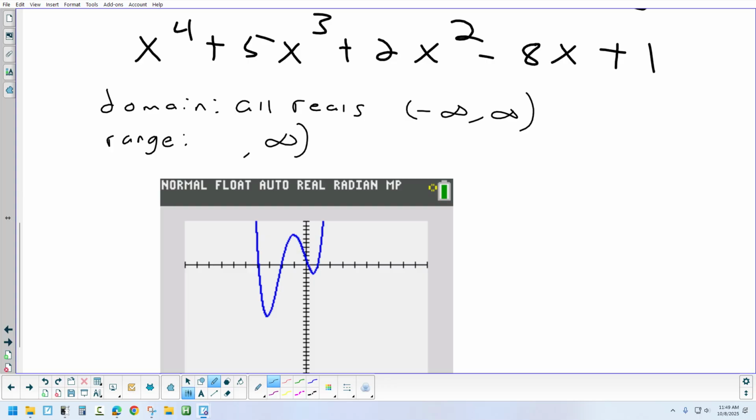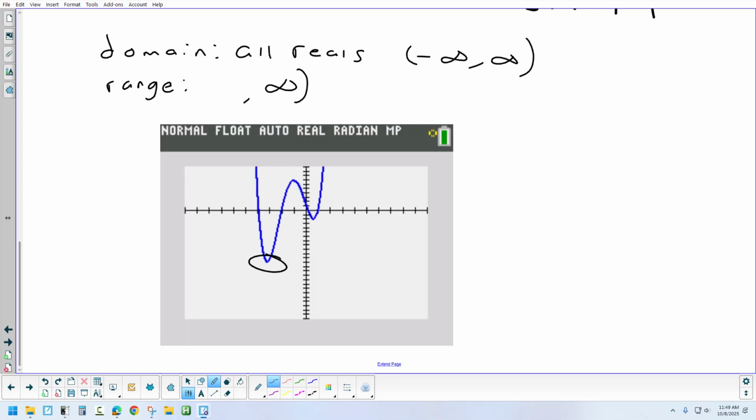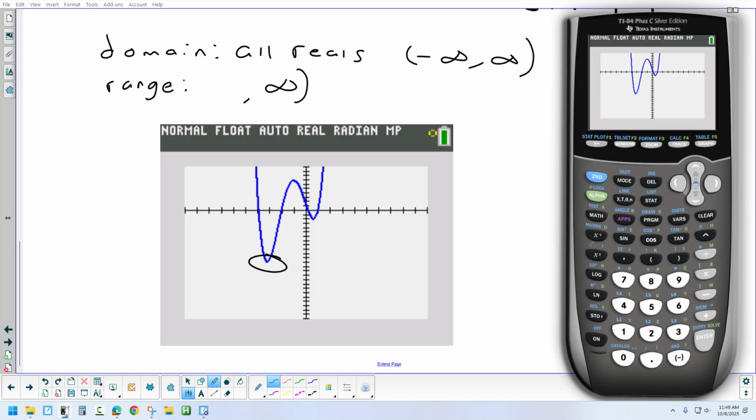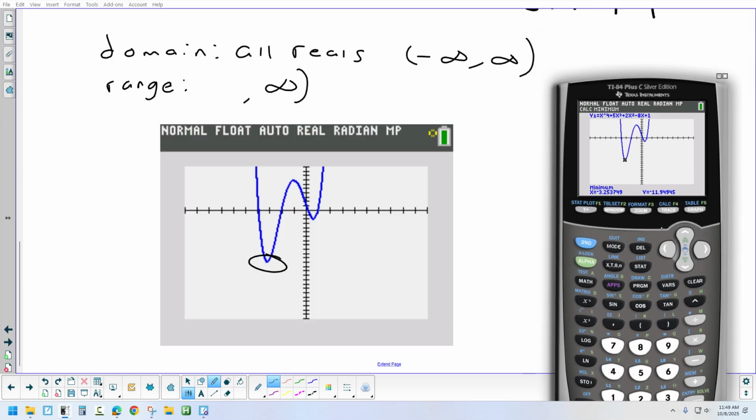The lowest value is right there. That's the lowest that this graph ever goes down. So we're going to calculate something. What do you think we're going to calculate here? Minimum. So option 3. Pick a point to the left, right, and do your guess. The minimum, or the lowest that it ever goes, is negative 11.95.